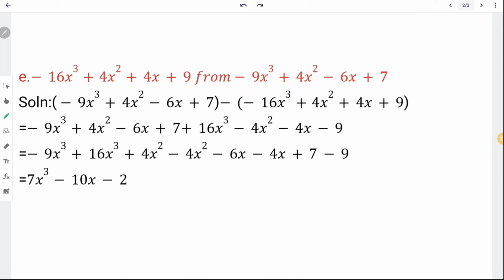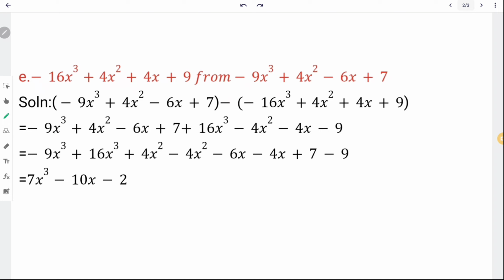But the second, now let's start opening the bracket. Then minus into minus, plus, right? So we'll have plus 16x cubed, then minus into plus, minus, again minus into plus, minus, and then again minus into plus, minus, right?